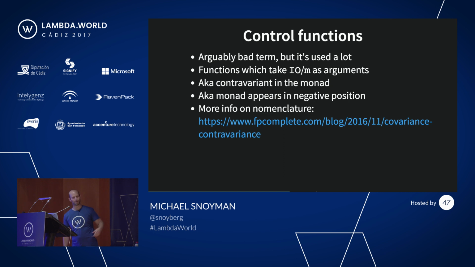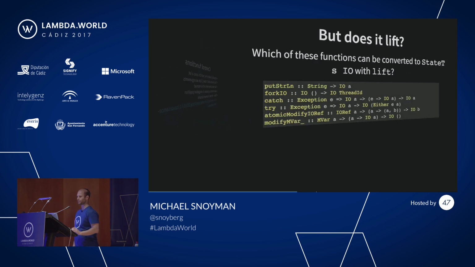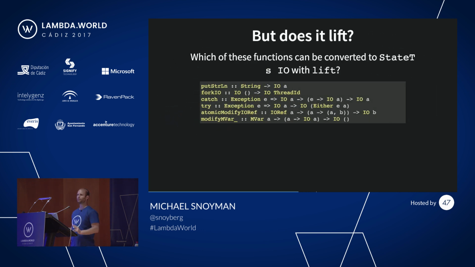I have a blog post up that you can click on if you look at the slides later. So if you want to get a feel for what those terms mean, you can go ahead and look it up. But basically, the simple intuition is if the I/O appears as input, then you have a control function. Control functions can't be lifted directly with the lift function or with liftIO. So let's go ahead and work through some of these to understand what's a control function and what isn't.